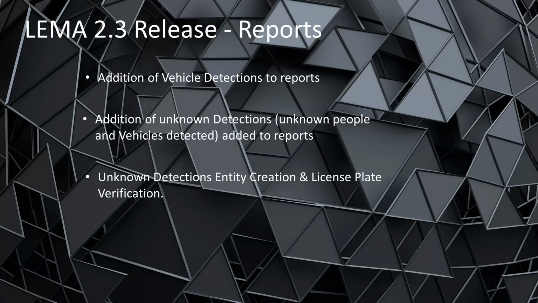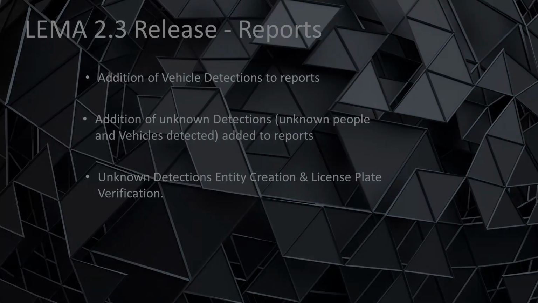So this mostly pertains to our vehicle entities, and this will be whenever we get a detection, if a vehicle does not currently exist in the system, we now have a way to easily navigate and for the analyst or user to create a new vehicle entity based on that. So I'll just be showcasing this functionality now.